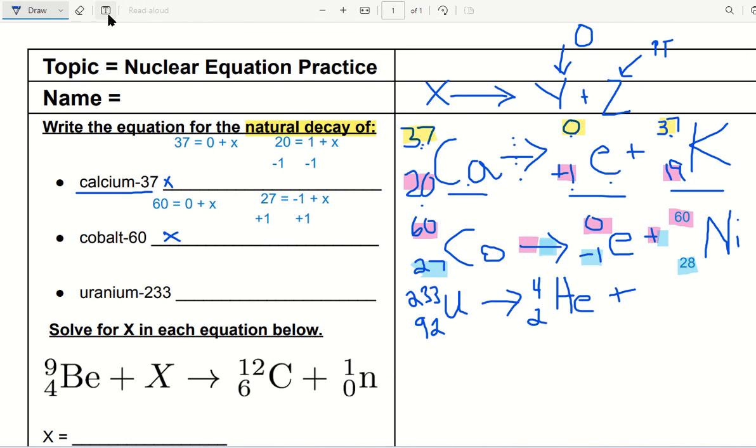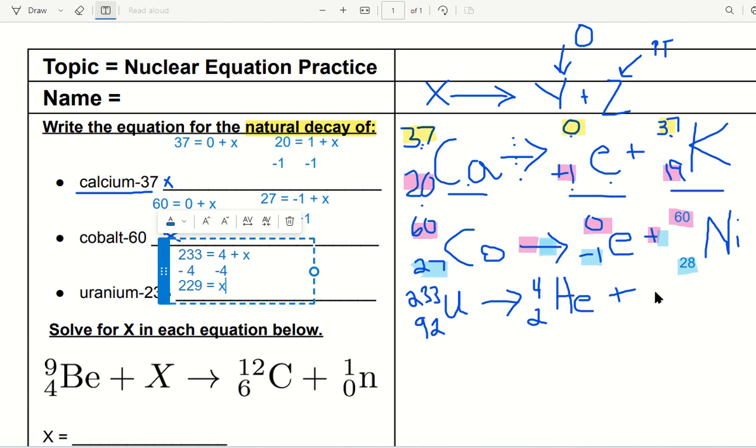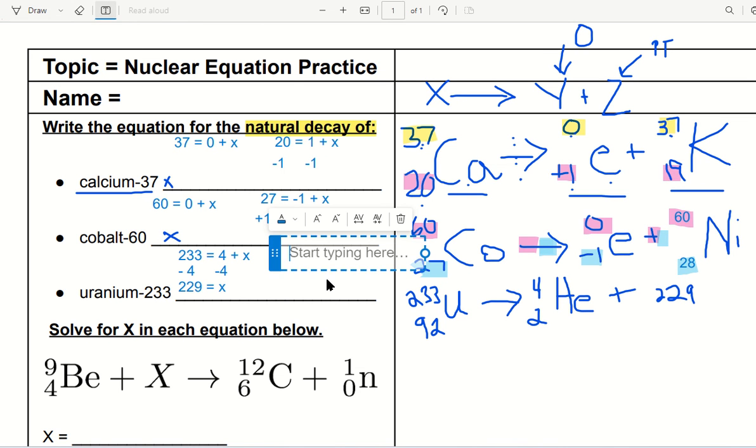Okay, so in order to find that missing one, let's see if we can do it without highlighting. We're going to write our equation. 233 equals, for the arrow, 4 plus x. Okay, so then what do? Minus 4 from this side, minus 4 from this side, and then what do I get? 229 equals x. All right, so my top number is going to be 229.